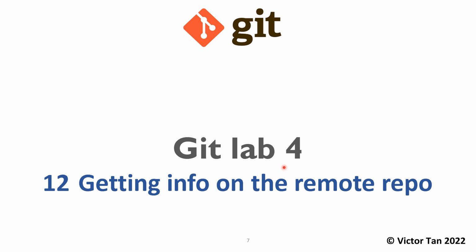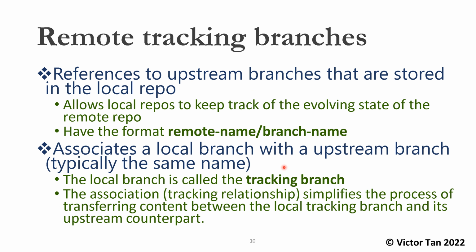So what is a remote tracking branch? A remote tracking branch is a reference to an upstream branch that is stored in the local repository, and it allows the local repository to keep track of the evolving state of the remote repository. This remote tracking branch has the format remote name, which is typically origin, slash the branch name. So right now you only have one branch, which is master, so you'll have origin/master.